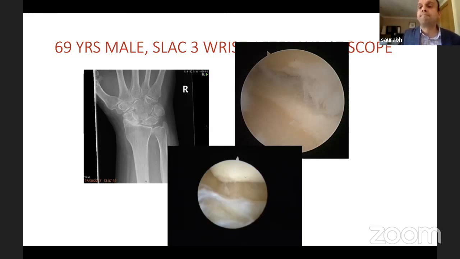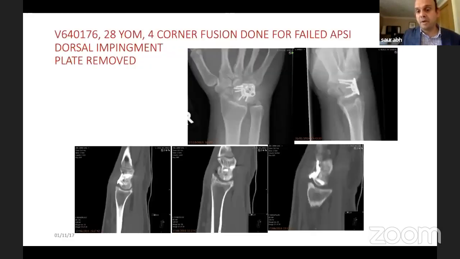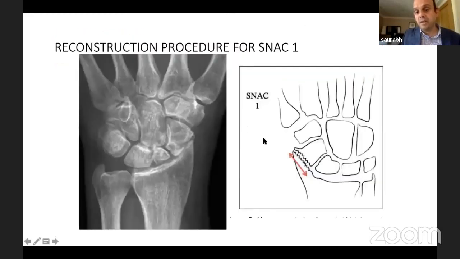And what about the role of STT fusion? That is, again, a limited-risk fusion for stage one. Stage one SLAC or SNAC, we can just do a radial styloidectomy and job done. Like I was showing you, if I can flip some slides. See, in SNAC stage one, because this bit of scaphoid has flexed, it is an incongruous joint. If I just excise my radial styloid, there are no two bare bones rubbing on each other. Simple operation.